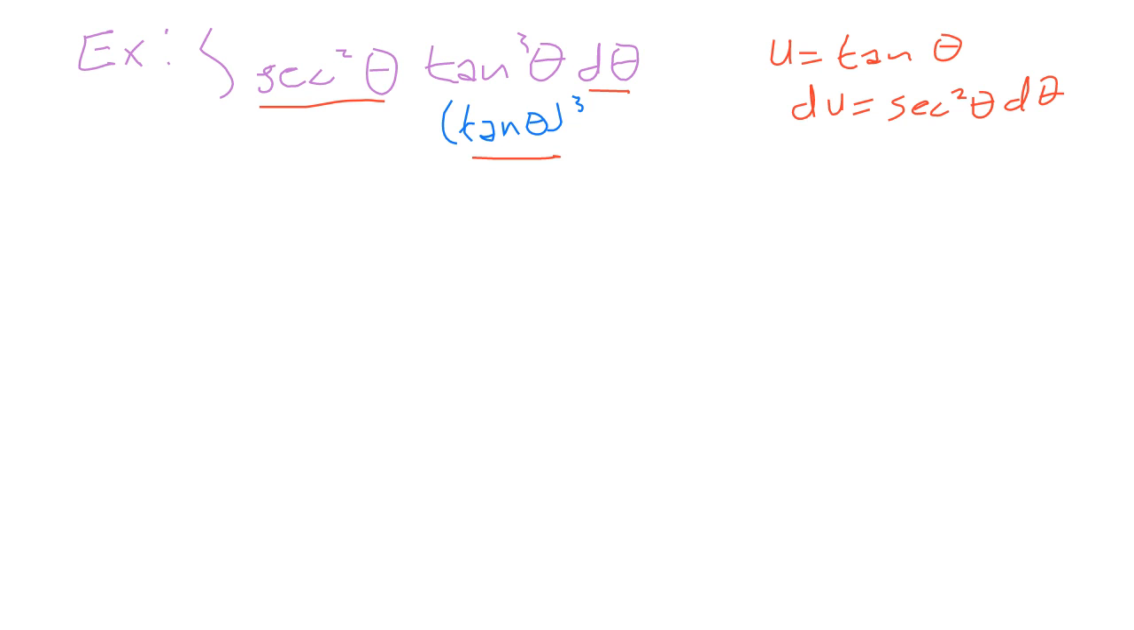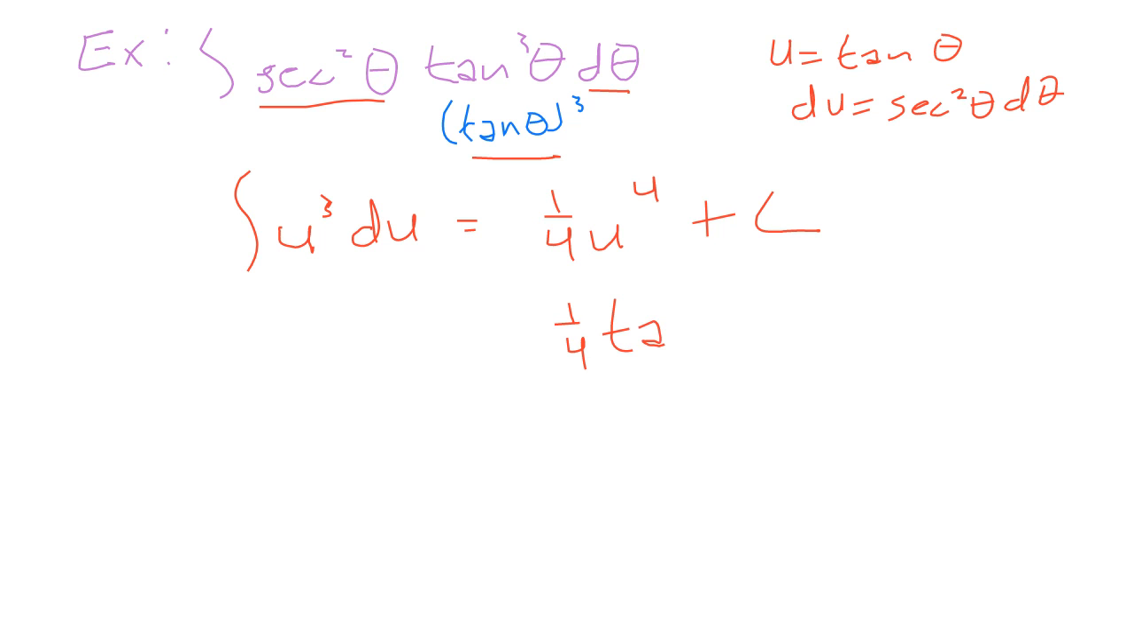So now it's just a matter of plugging this in. We have our tangent of theta cubed, which gets us u cubed. Our secant squared of theta d theta is there, which is now just du. Once again, this is just a simple power rule, which gets us to 1/4 u to the 4th plus c. Then we just plug in our u to get 1/4 tangent to the 4th of theta plus c, and that is our final answer.